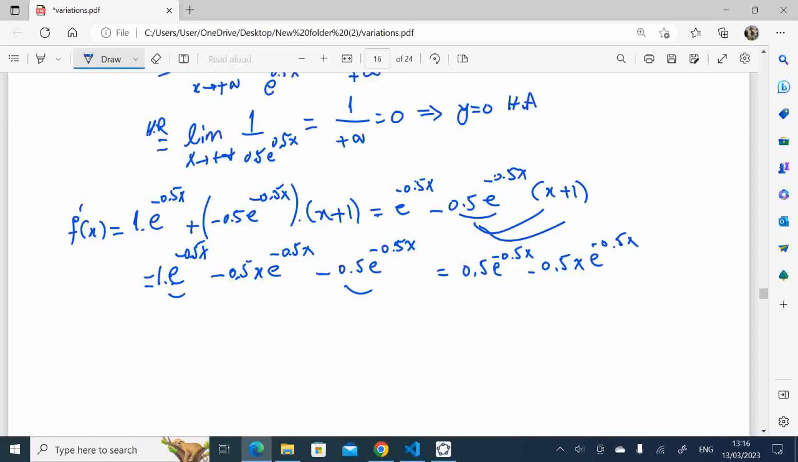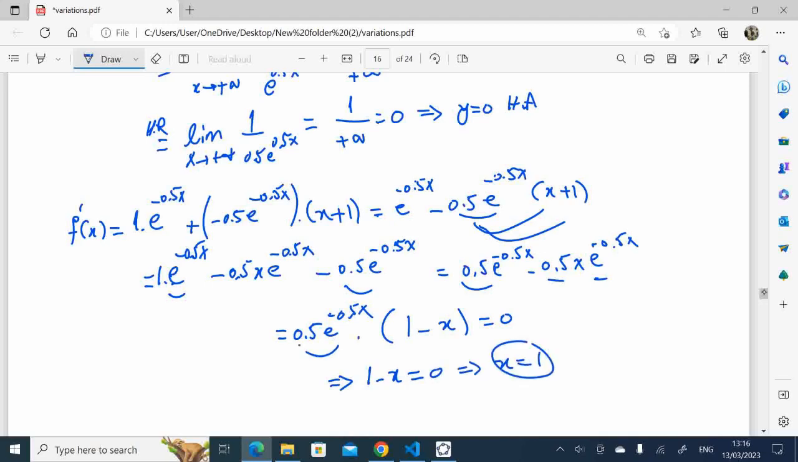If we take 0.5 e^(-0.5x) common, because we have it in both terms, we get 1 minus x. If I solve it equal to 0, it means 1 minus x equals 0, so x equals 1, because the second factor can't be 0. So table of variation, this is x, this is f prime, this is f, domain minus infinity plus infinity, we have the critical value 1.